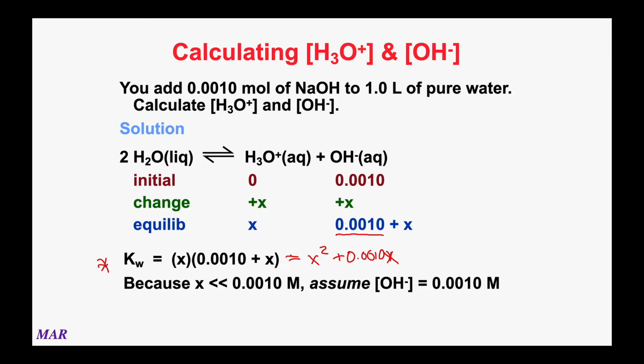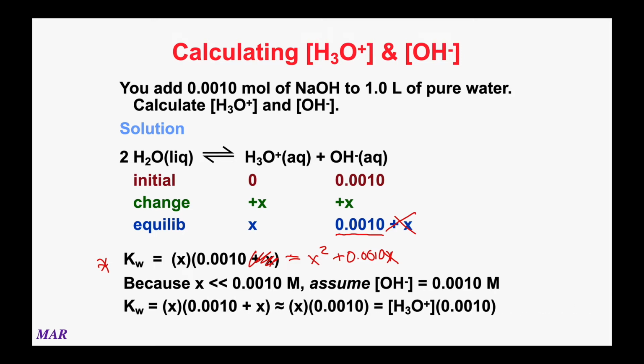So instead of having a quadratic formula, which you could solve for, you can actually just say, hey, this little plus x here, it's going to be pretty small. And if it is pretty small, it makes your life a lot easier, because instead of having an x squared and a 0.001x, you can cross that part out, and kW equals 0.0010 times x. So if you do that, your life is a heck of a lot easier. Instead of having a quadratic, you can abbreviate it as kW equals x times 0.0010.